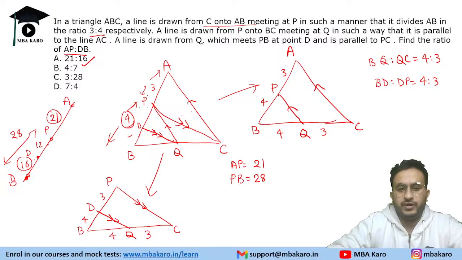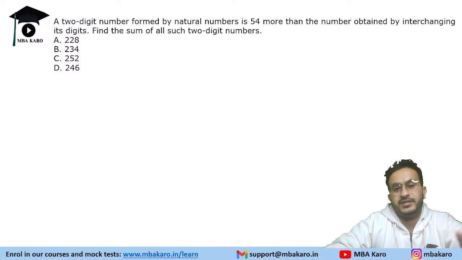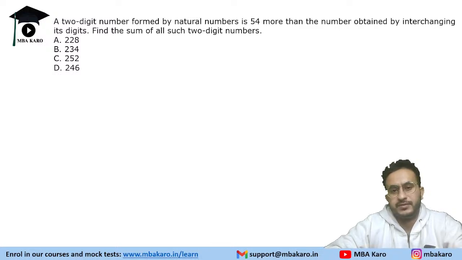Okay. All right. A two-digit number formed by natural numbers is 54 more than the number obtained by interchanging its digits. Find the sum of all such two-digit numbers.